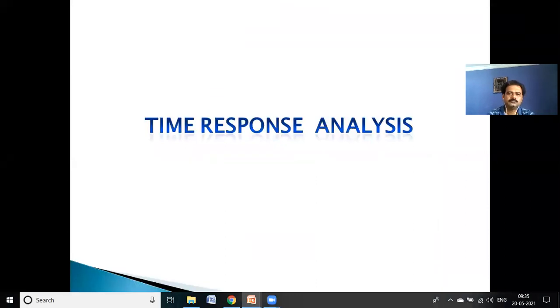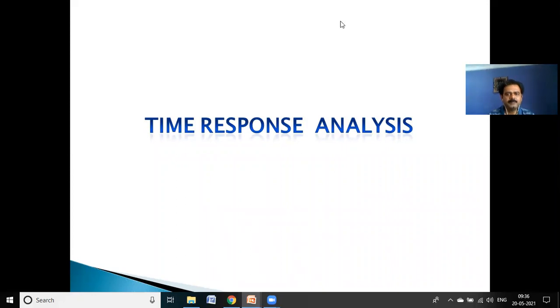Now we have obtained that model, a transfer function model. In this unit, we are going to learn about the response of the system, the time response of the system. So with respect to time, what is its output? In the first unit, we obtained the mathematical model for a given system. Now our aim is to find out the output from that mathematical model.